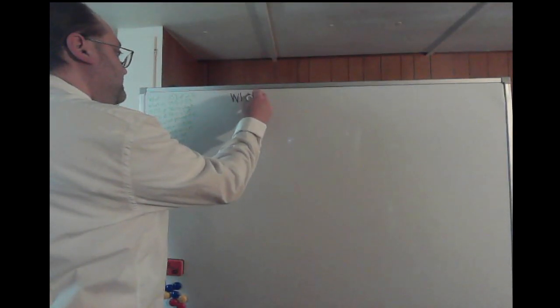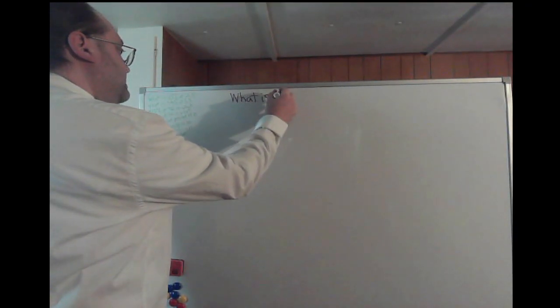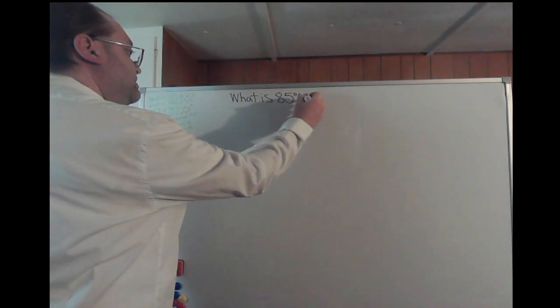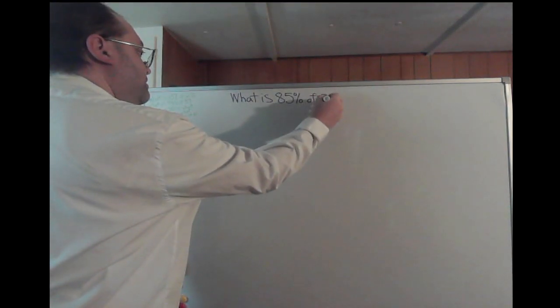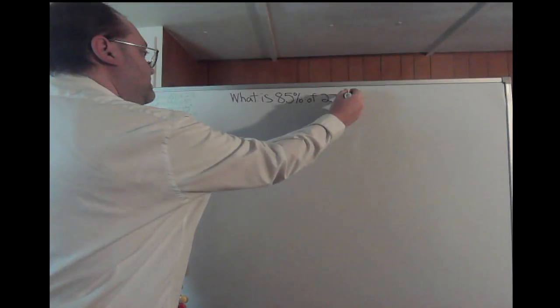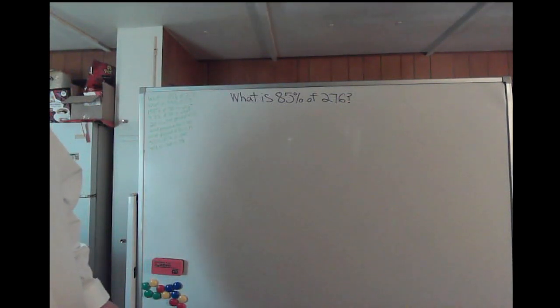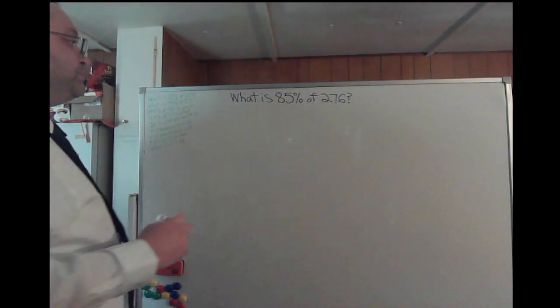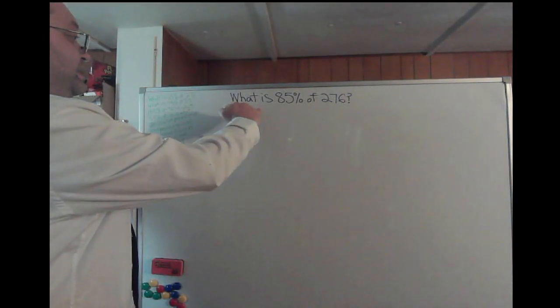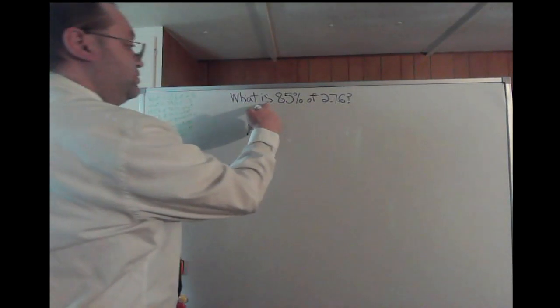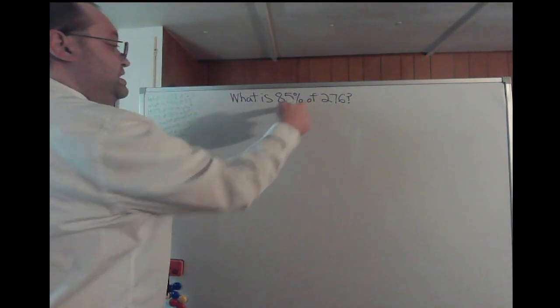What is 85% of 276? Alright, so what is 85% of 276? So the what is the unknown quantity. Is means equal to. Of means multiplication.